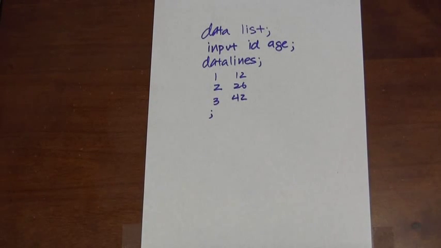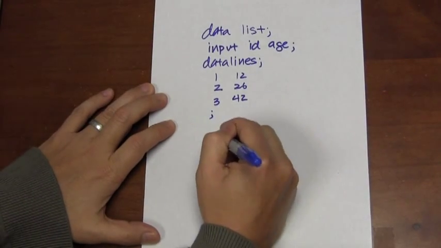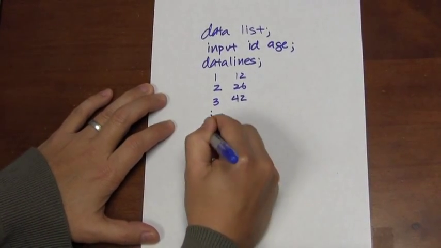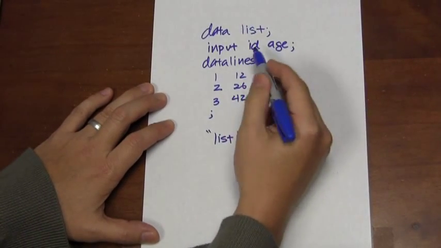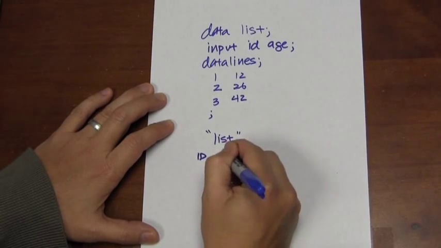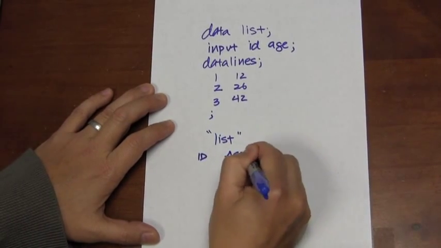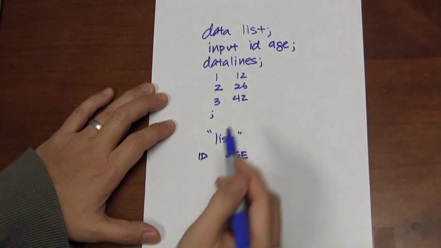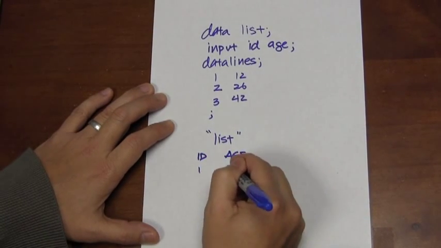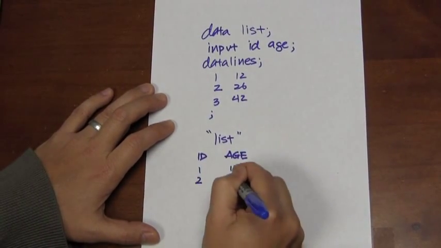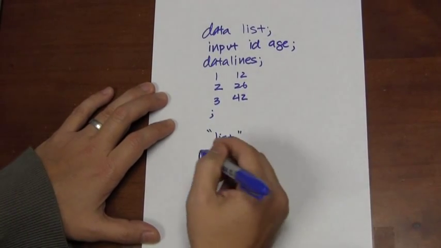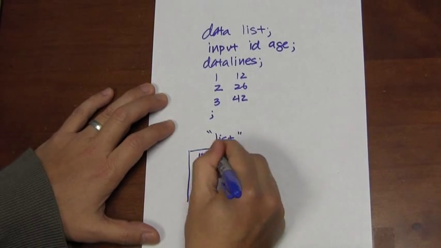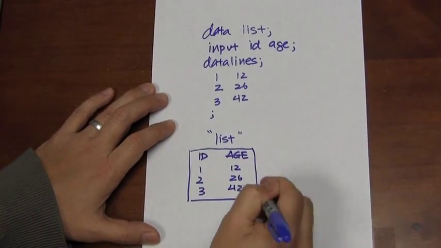So what this is saying is that we're going to make a data set matrix called list. So somewhere off to the side, you can think about in SAS's memory, it's going to create a data set matrix. It's called list. It'll have two variables, ID and age. And it's only going to have these particular three observations. 1, 12, 2, 26, 3, and 42, and we're finished. So that's the data set matrix.